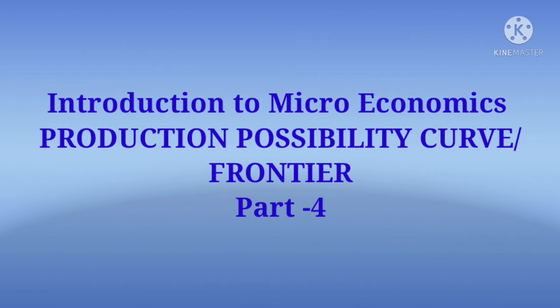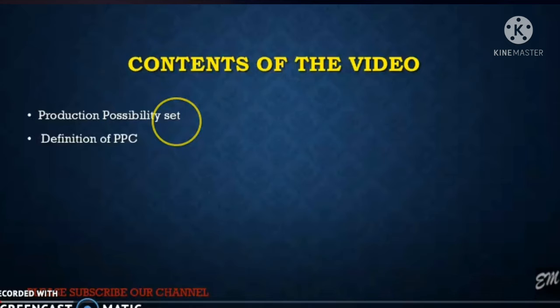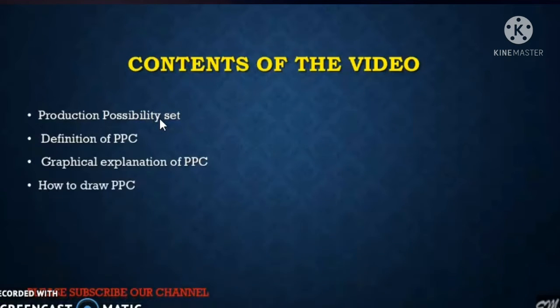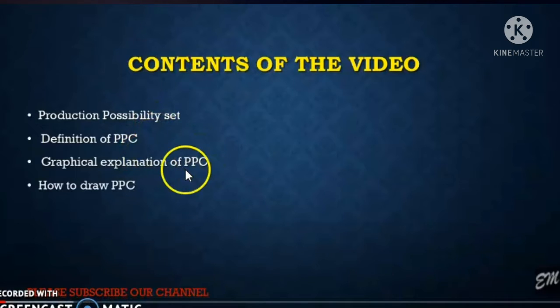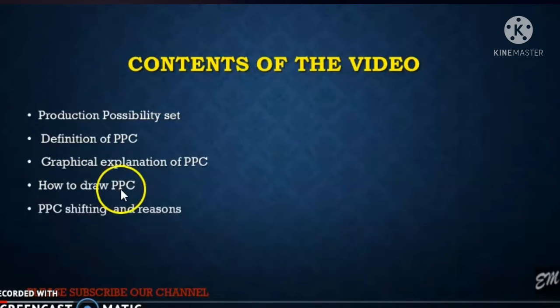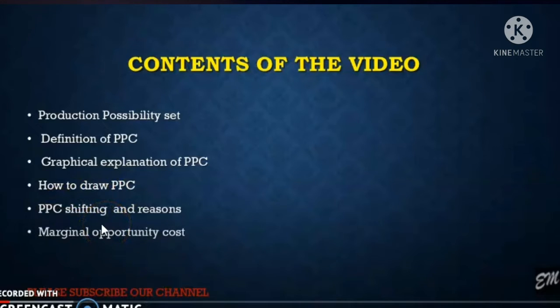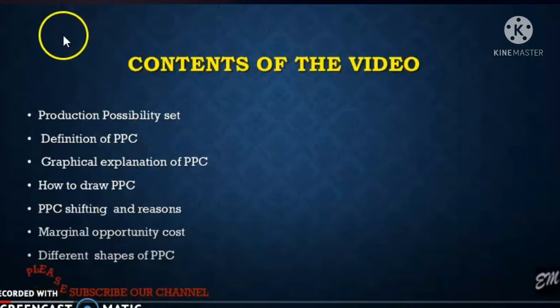Jain students, today we are going to see the introduction of microeconomics part 4 video about production possibility curve or frontier. The contents that we are going to see in this video are production possibility set, definition of PPC, graphical explanation of PPC, how to draw PPC, PPC shifting and reasons, then marginal opportunity cost, then different shapes of PPC. So let's see what is that.